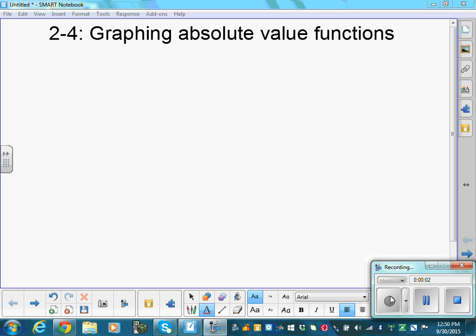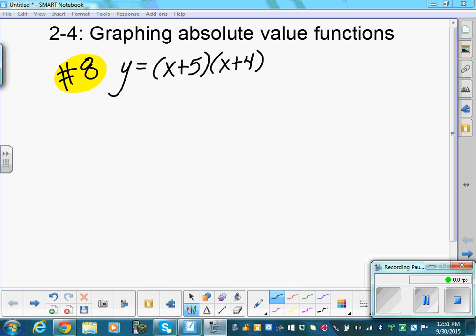So today we're going to be graphing absolute value functions, but before we get into the new stuff, I do want you to pull out your worksheet from yesterday, 2-3, where we were putting quadratics from standard form to vertex form by completing the square. Now we're going to do problem number 8 together.